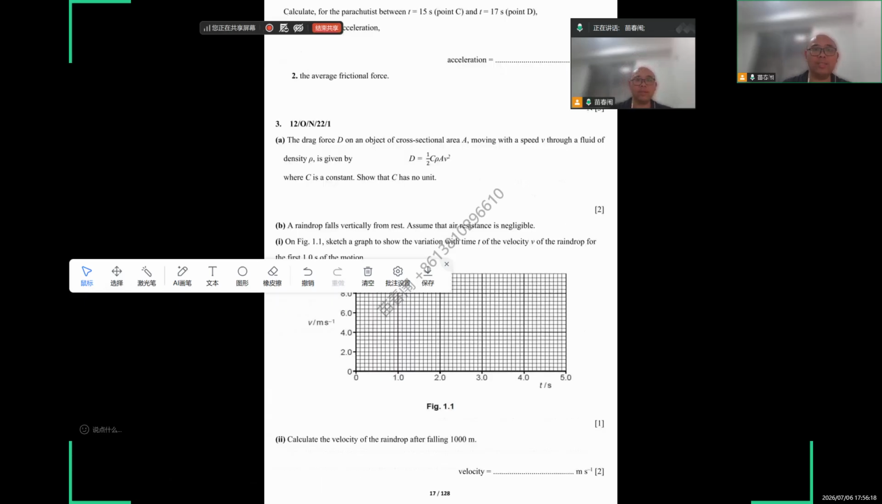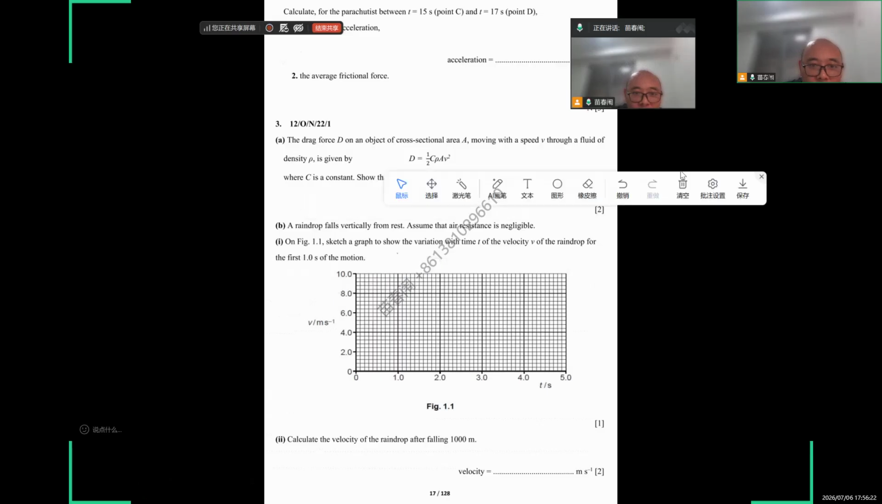Next one. Oh, the next one is proving the units of C, the coefficient, right? So we can just substitute all that. And let's see, next one.